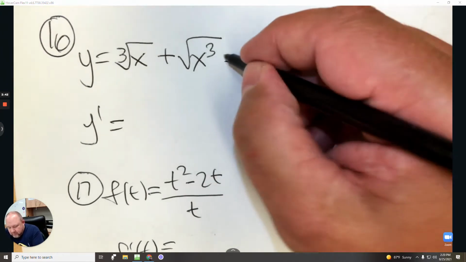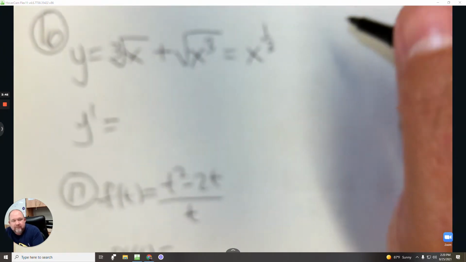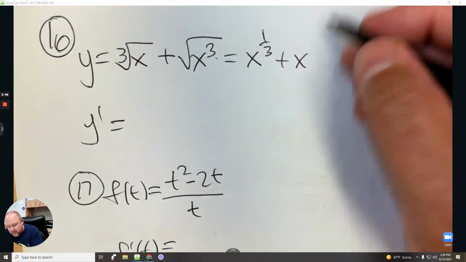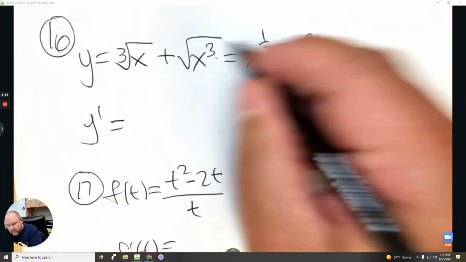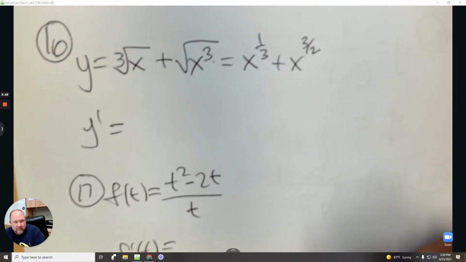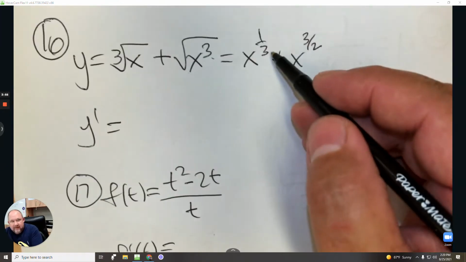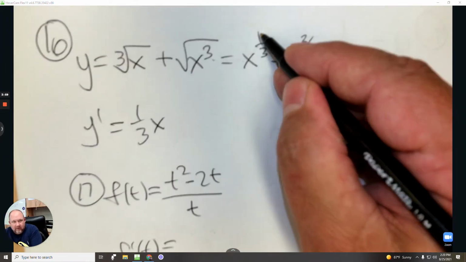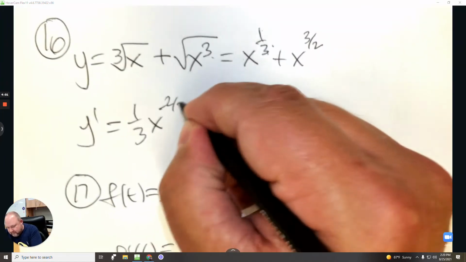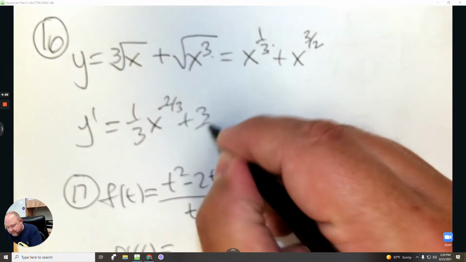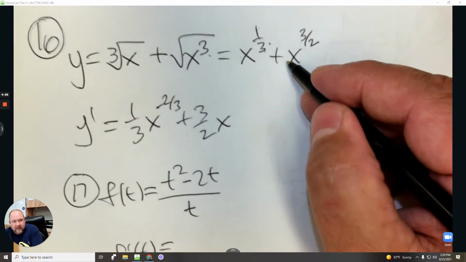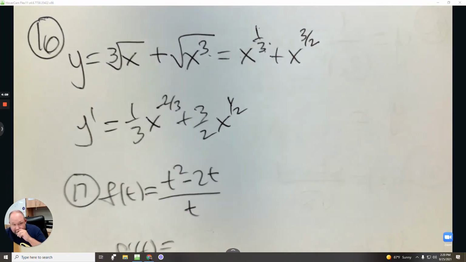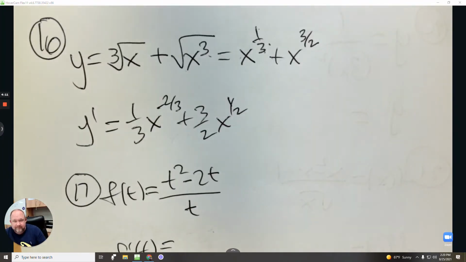Alright, let's make this look right. That's x to the 1/3. Make this look right. That's x. Now the numerator's 3. The square root gives me the denominator of 2. Take the derivative. That's 1/3. Subtract 1. 1 take away 3. For the second one, 3 over 2 times 1. 3 take away 2. That's positive 1/2. And you've taken the derivative.